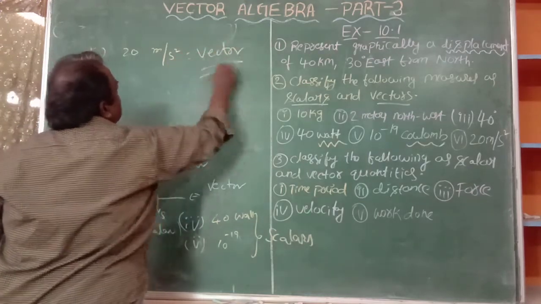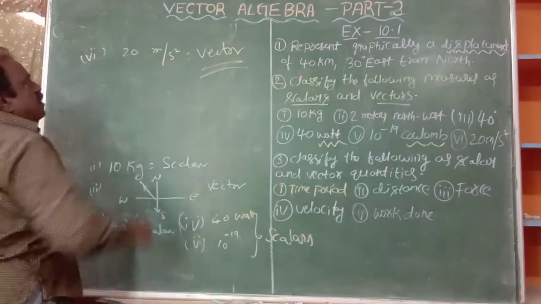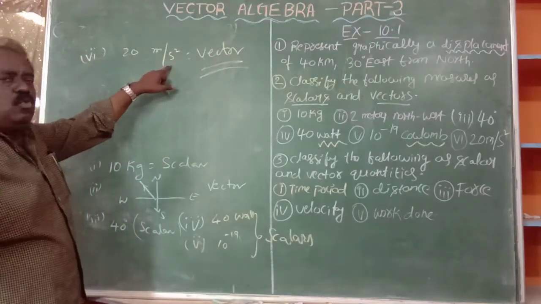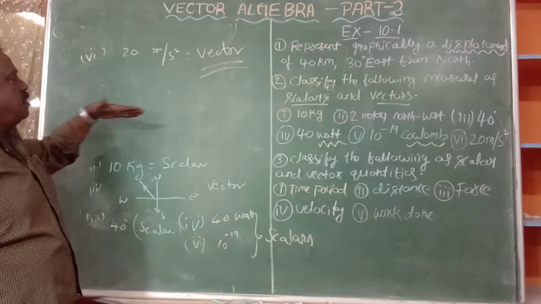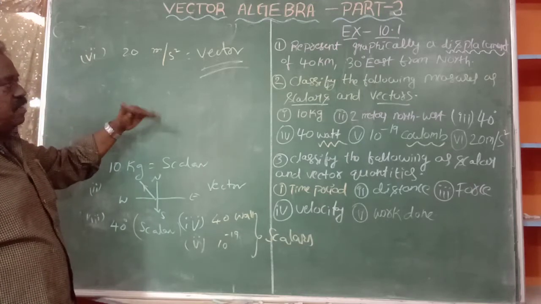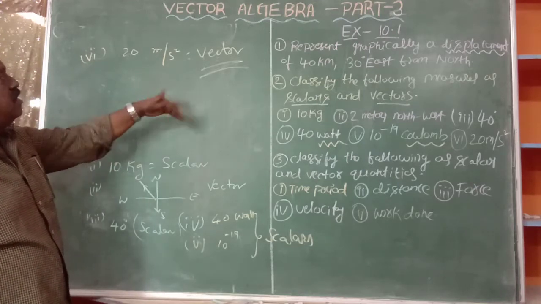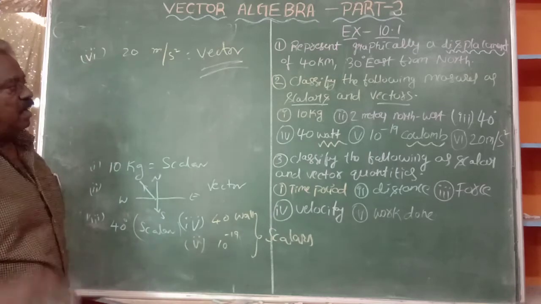Meter per second square. 20 meters first, the next is again 20 meters. It is increasing. It is a vector. Right.